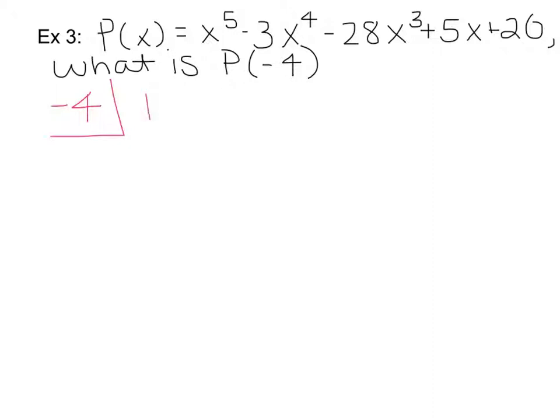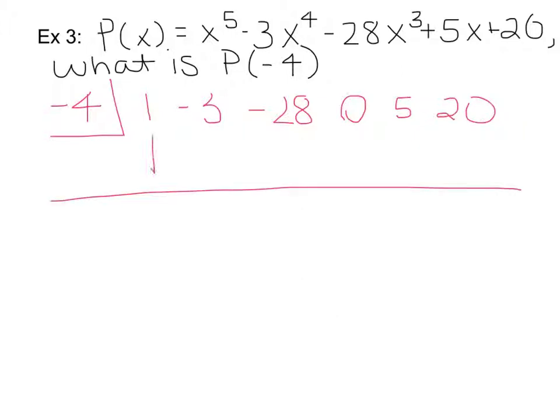And then there's a 1 in front of x to the fifth, there's a negative 3 in front of x to the fourth, there's a minus 28 in front of x cubed, there is 0x squared, don't forget about your placeholders, a 5 in front of the x, and then a 20. Okay, bring down the 1. Negative 4 times 1 is negative 4, and negative 3 minus 4 gives me negative 7. Negative 4 times negative 7 is 28. Negative 28 plus 28 is 0.